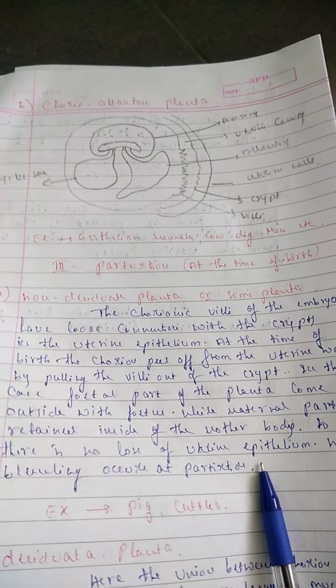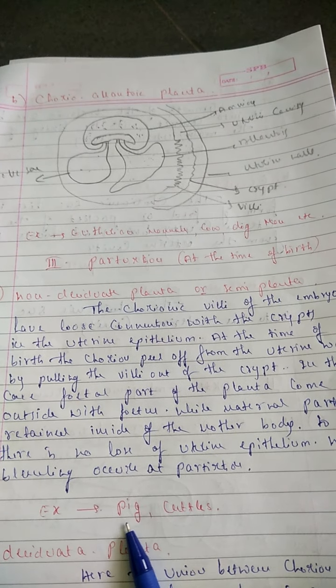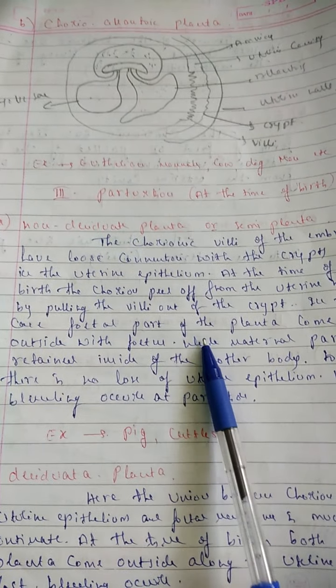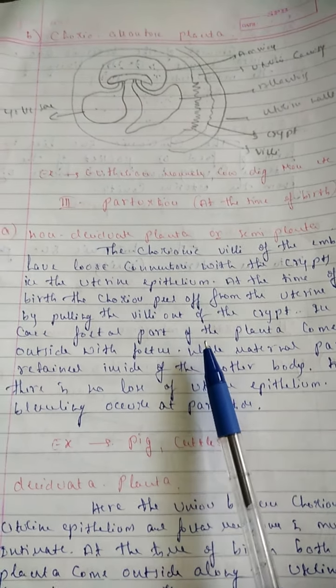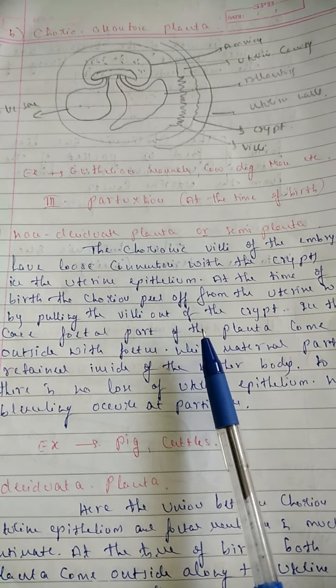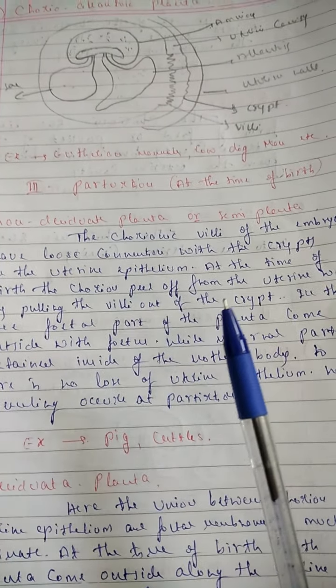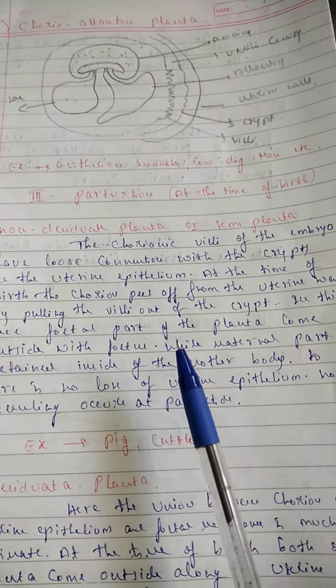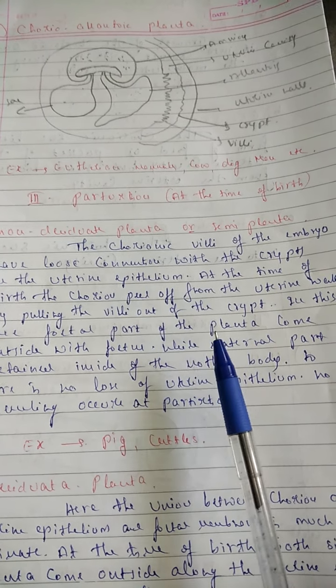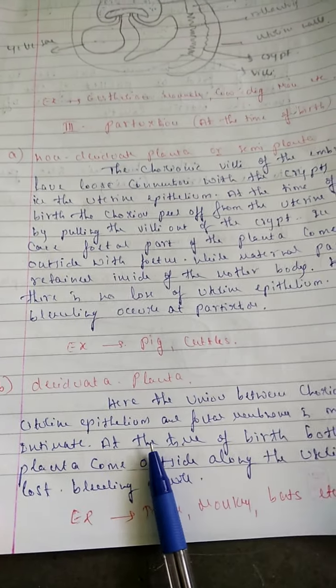This type of placenta we call non-deciduate placenta, and the examples are pig and cattle. The main thing in the non-deciduate placenta is that the fetal part of the placenta comes outside, and the maternal part is retained inside the mother's body. It means the uterine epithelium does not rupture. If it does not rupture, no bleeding will occur. This is the non-deciduate placenta. Now come to the deciduous placenta.